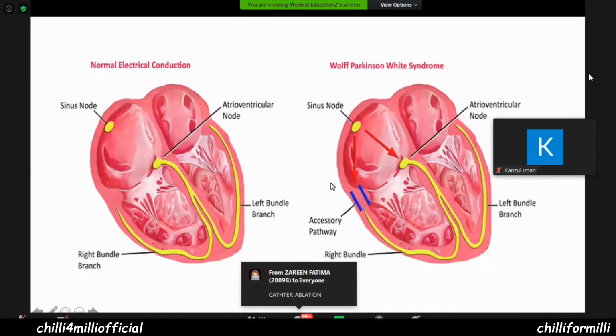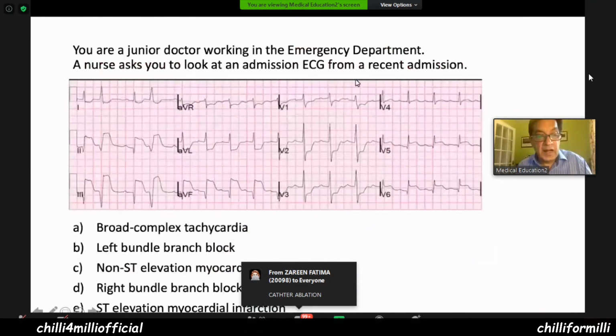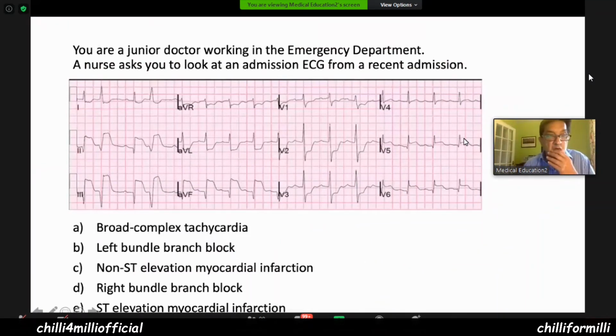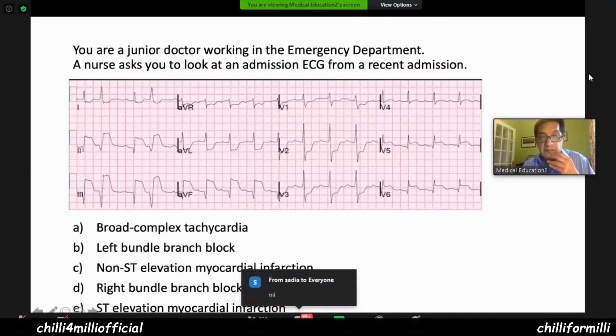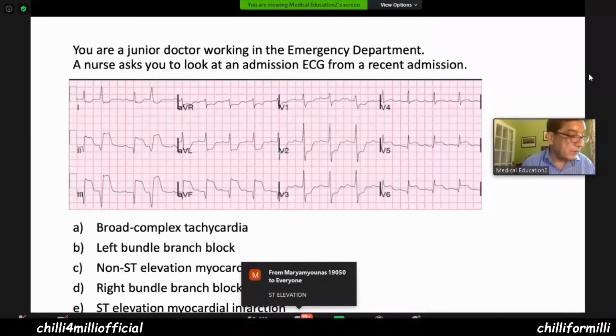Okay, moving on. Right. Answer, please. You are a junior doctor working in the emergency department. A nurse asks you to look at the admission ECG from a recent admission. What is the diagnosis? That is far too long for the answer. What is the diagnosis? I don't see any ST elevation anywhere. Maybe in here. Yes, you're right.